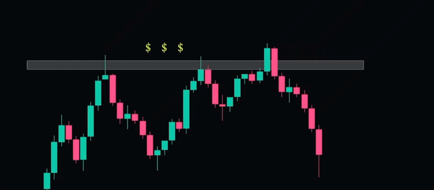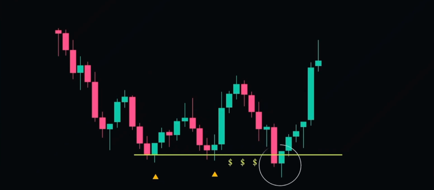Number 2. Avoid getting trapped. We know that manipulation happens around liquidity levels most of the time. By recognizing where these levels are, you can stay on the right side of the market and avoid being caught in false moves.